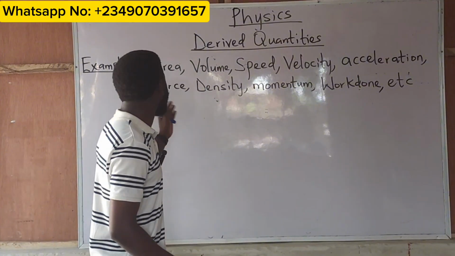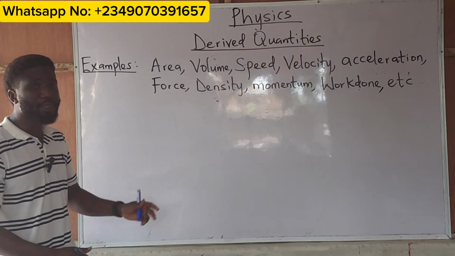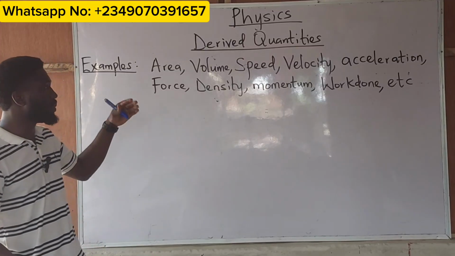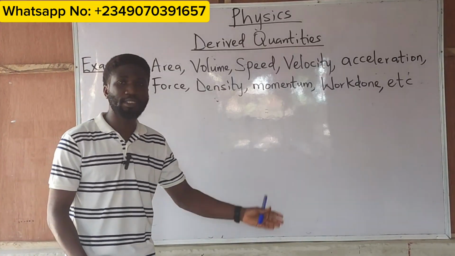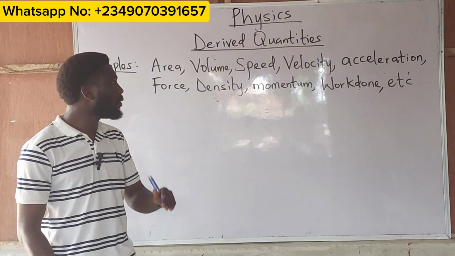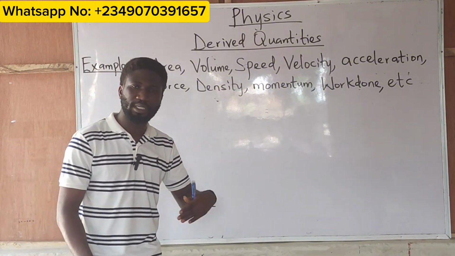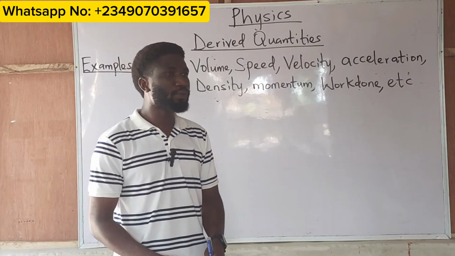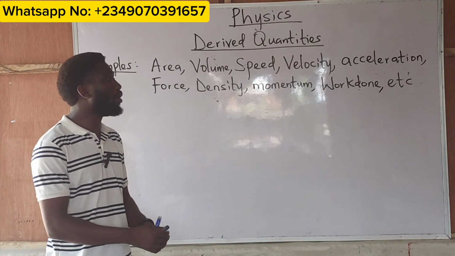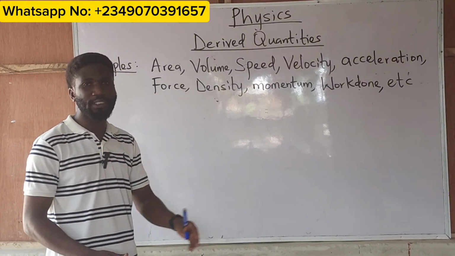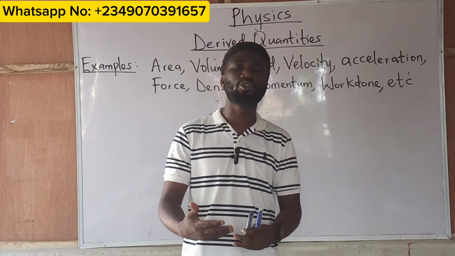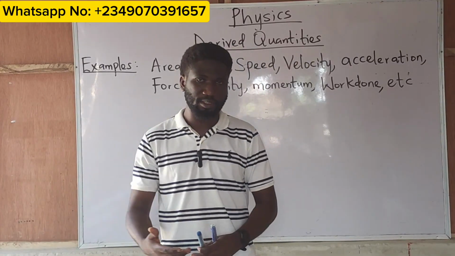So these are the examples of derived quantities that we have. We have more than this, please. We have area, we have volume, we have speed, we have velocity, we have acceleration, we have force, we have density, we have momentum, we have work done, etc. So what we are about to do now is to know the formulas of each of these quantities. And once we know the formula, we are going to be able to get the units.